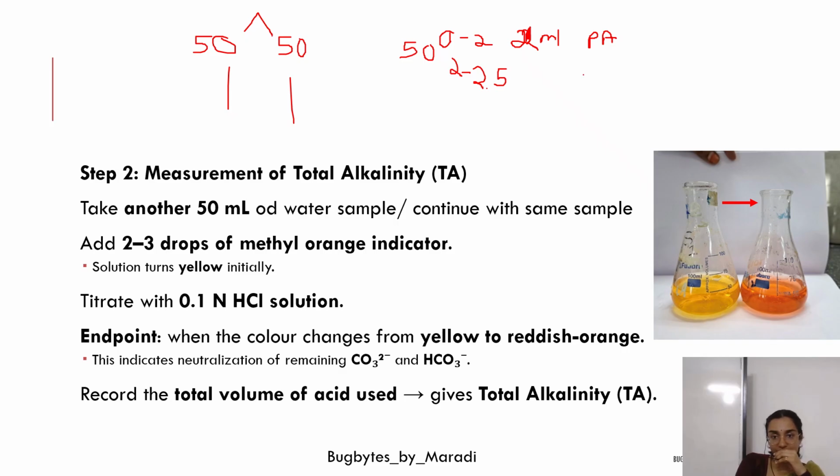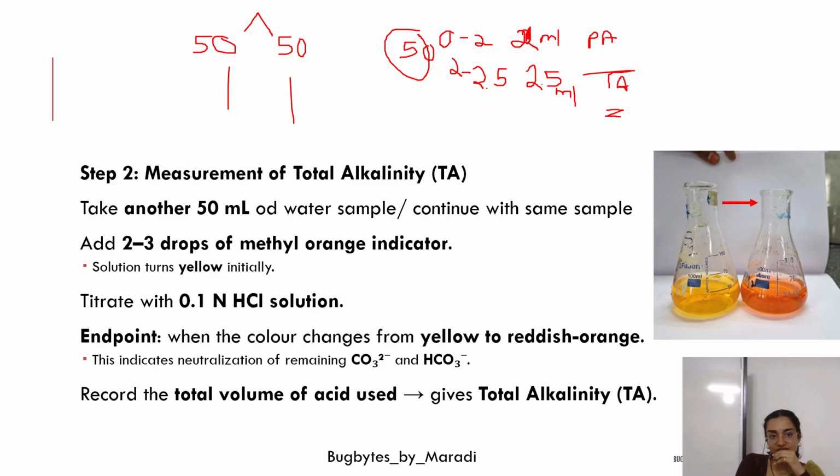So when I'm calculating PA, if you're using only 50 ml of the water sample, PA is already done. After that, you add 2 to 3 drops of methyl orange and continue the titration. Please consider it as 2 ml plus 0.5, that is 2.5 ml, for the total.